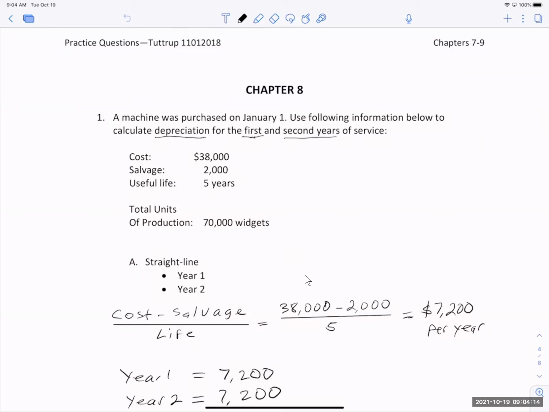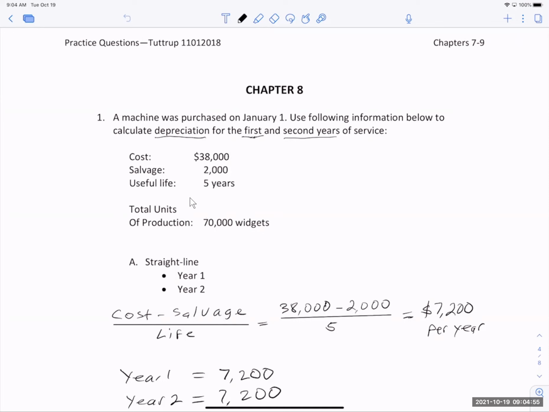Cost, $38,000. Salvage is $2,000. Now, if you recall, salvage is what we think we're going to get back at the end of the asset's life. So we bought it for $38,000, but we think that we're going to get $2,000 back at the end. That's our salvage value. So we're only wanting to depreciate $36,000, right? The $38,000 minus the salvage value of $2,000. This is called depreciable cost, if you recall.